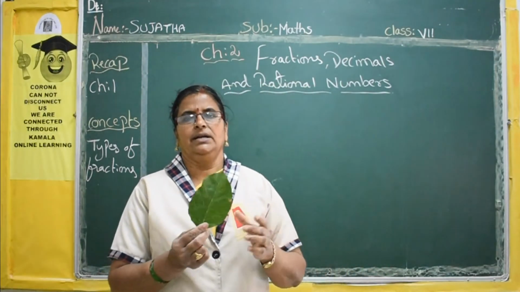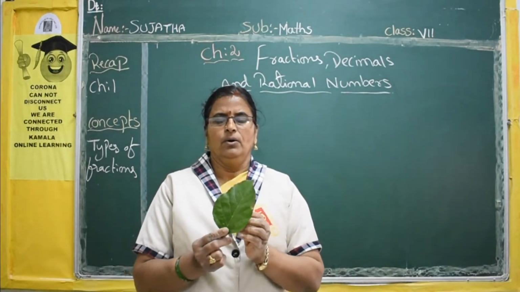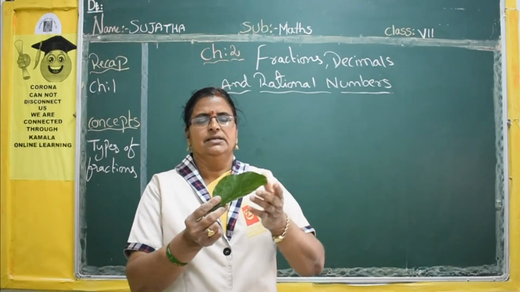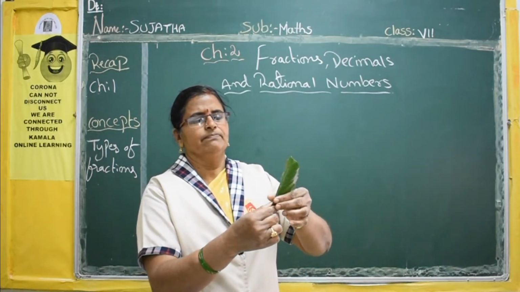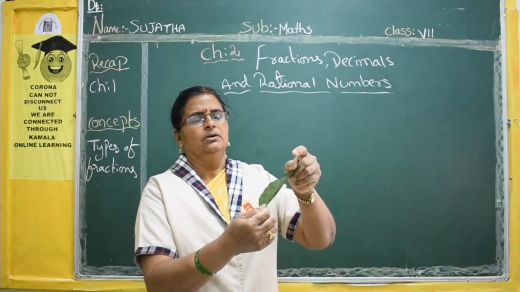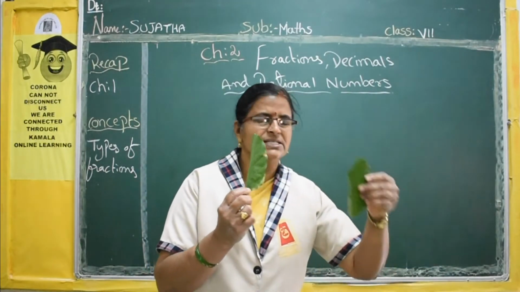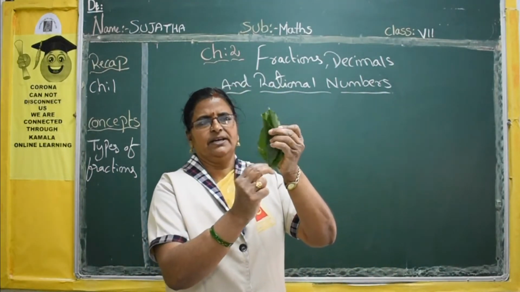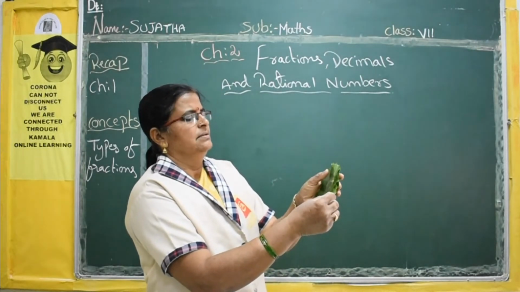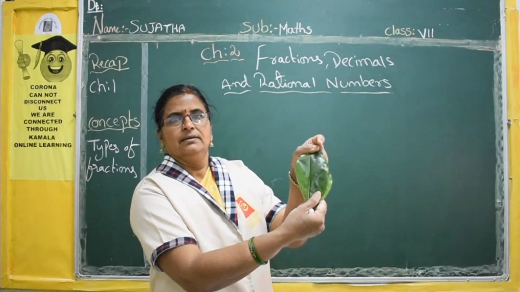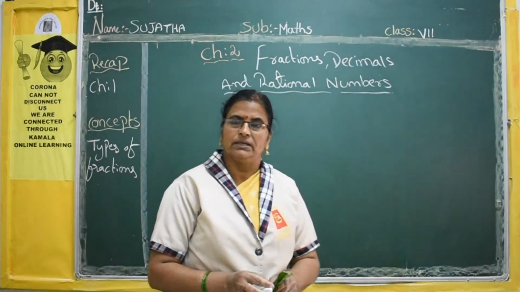Now see here, this leaf. This is the full part, the whole part, which will be 1. Now if I fold it like this, how much is this part now? 1 by 2. I made it half. The full part is this one, the half part is this. If I keep the half part on this, see here, this is the half of the leaf. So this is the 1 by 2 part.